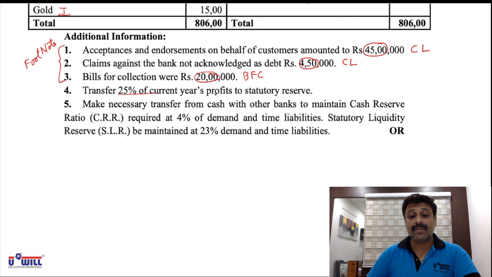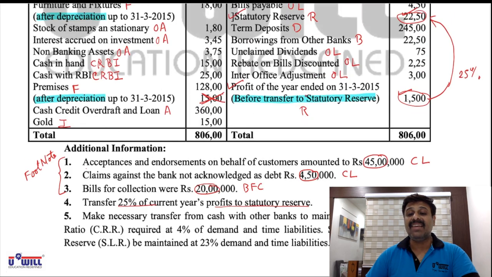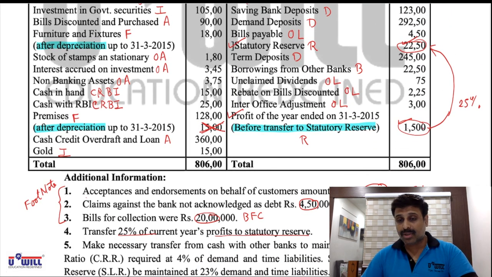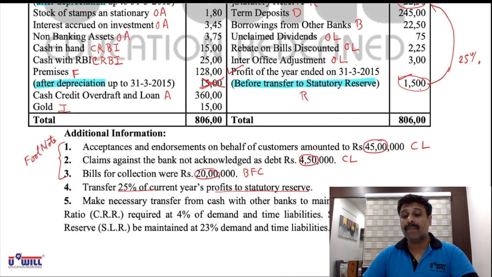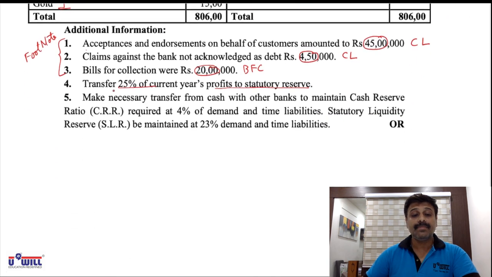Transfer 25% of current year's profit to statutory reserve. Even if not given, you would have done that. So this is a hidden adjustment, whether given or not. 1500 is 25%, you'll minus from 1500 and add in 2250. 2250 plus this 25% will come in outer column. 1500 minus this 25% will come in outer column.